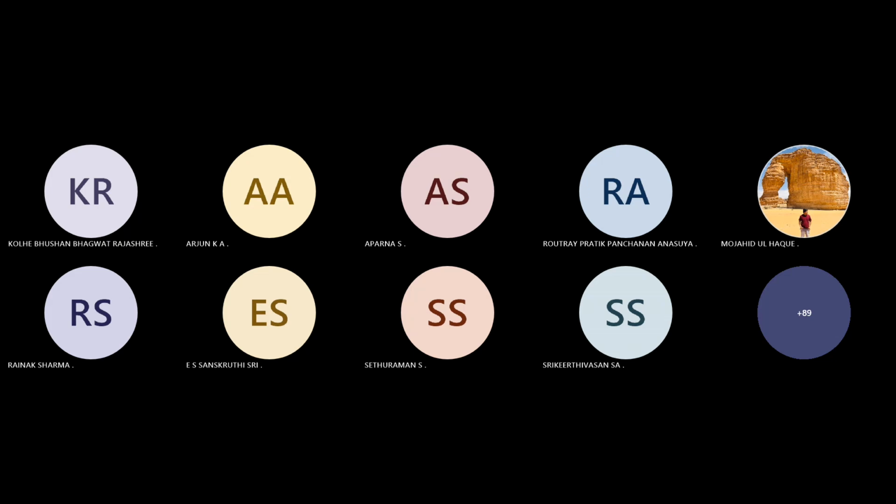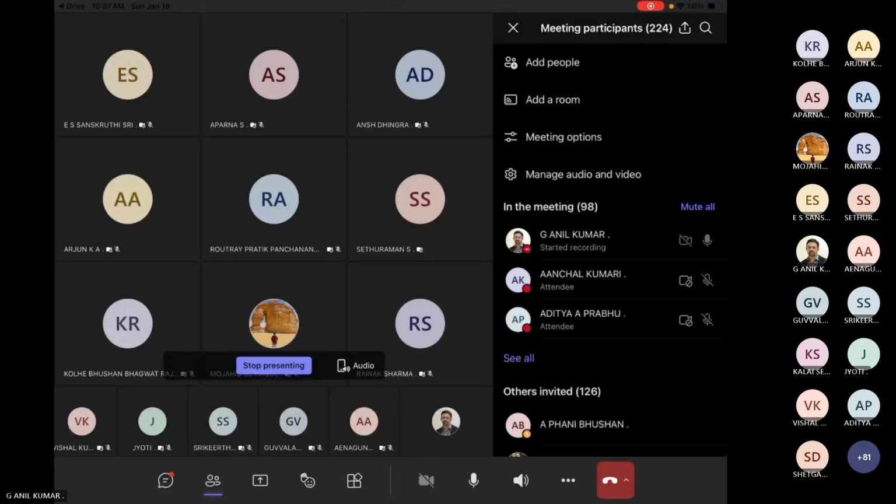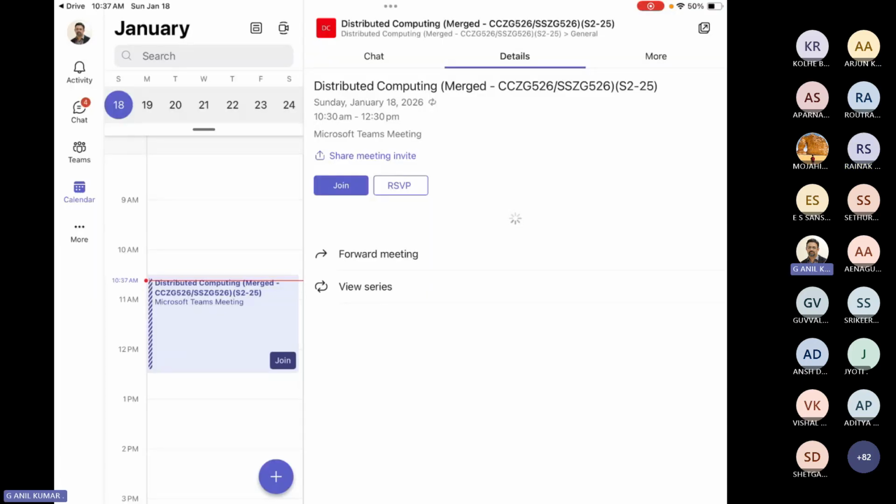Fine. So now I'm trying to share my screen. I'm very sorry that the camera may go off because of the nature of this device that I'm using. Hope my screen is now visible to you. Is my screen visible, guys? Yes, sir, it's visible. Yes, it's visible.